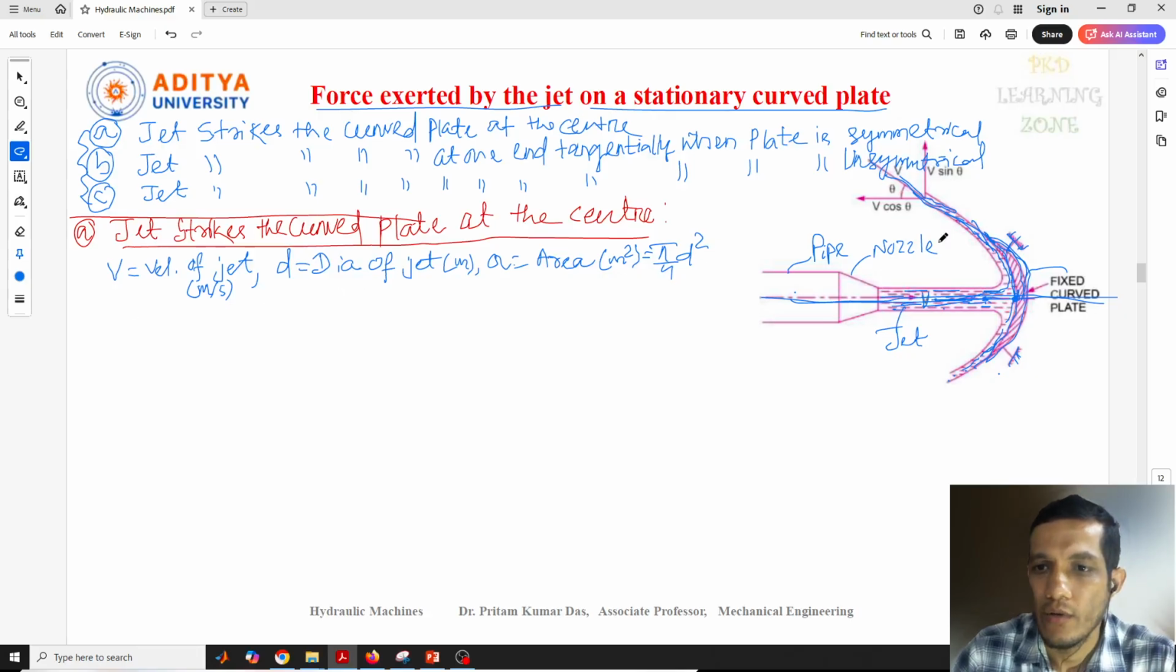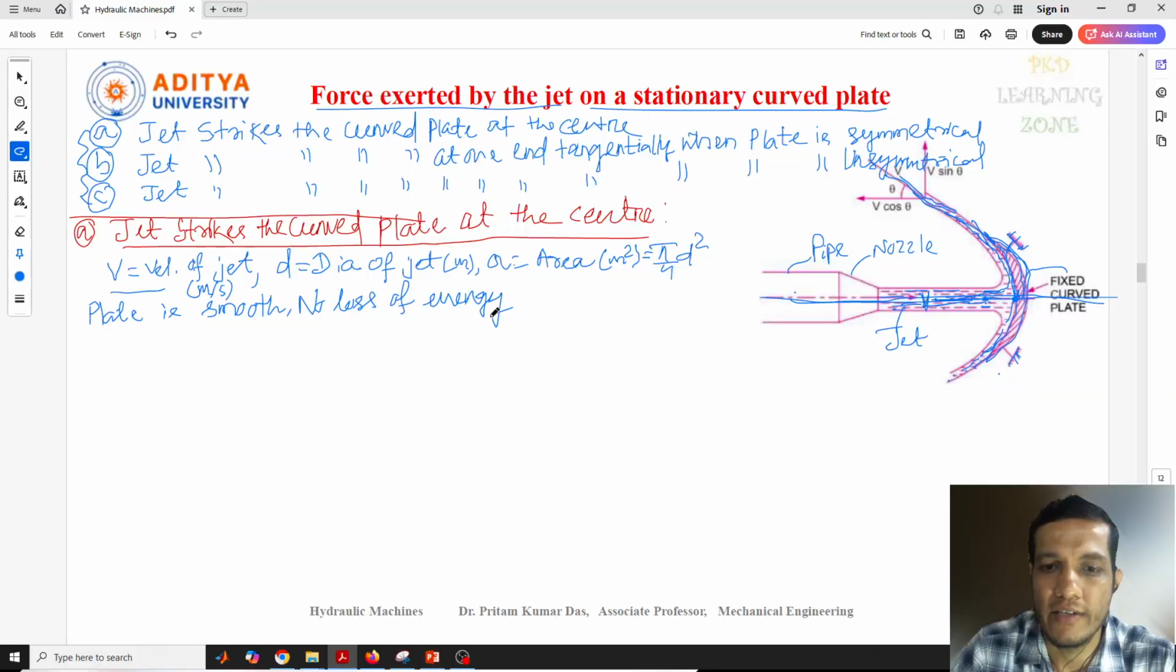Now the jet striking this curved plate is initially moving with the velocity V. The jet will come out from this plate with the same velocity when the plate is in smooth condition. When the plate is smooth, we can consider that there is no loss of energy.